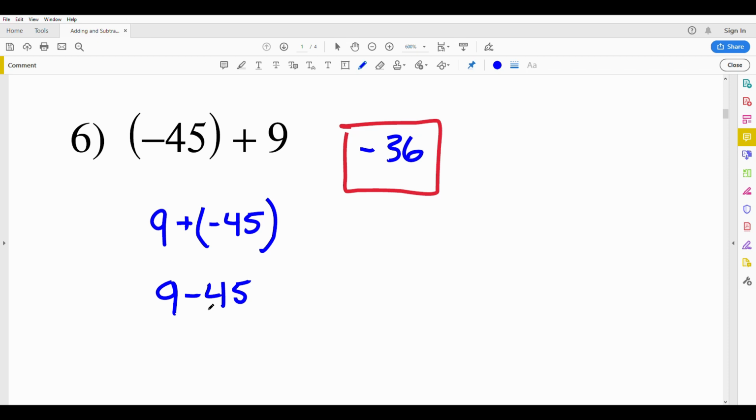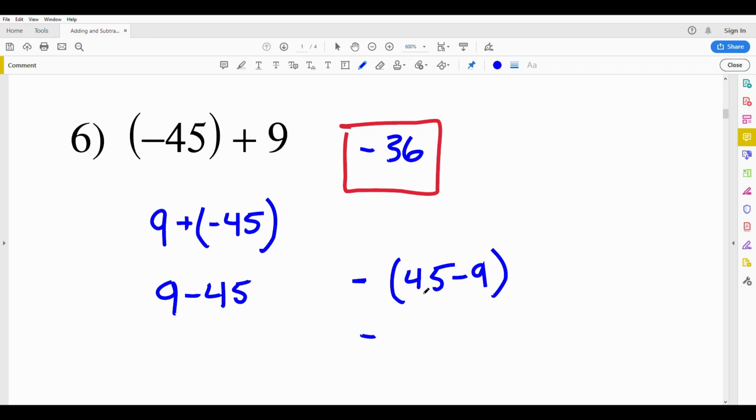And I'll be honest, sometimes visualizing this is a little difficult, and I like to think of things in the positives and then go to the negatives. So if I have 9 minus 45, I know that's going to be a negative number, but I can just take the negative of the opposite of this. So I'll do 45 minus 9. If I do 45 minus 9, I'll get negative 36, because 45 minus 9 is 36, and a negative 36 is negative 36.